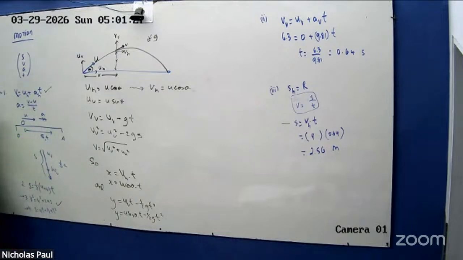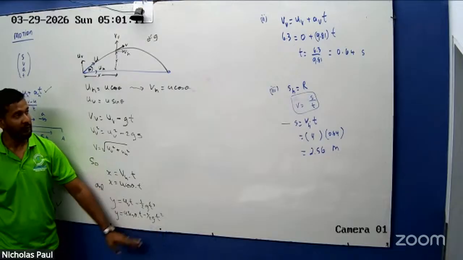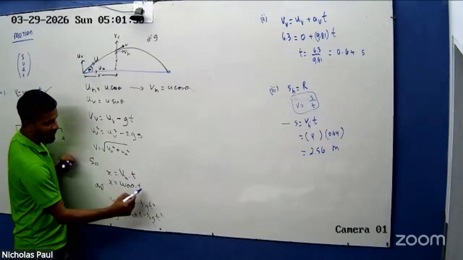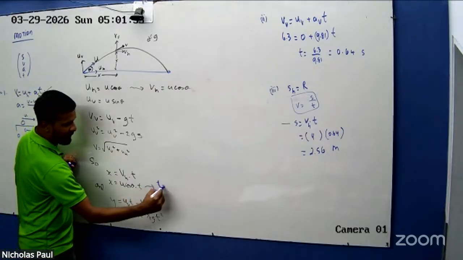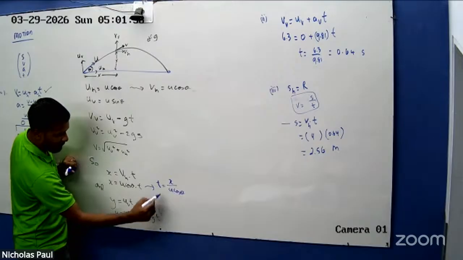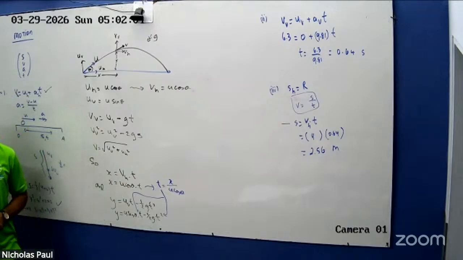One more thing you just have to do. How do I show that y is a quadratic? I'm almost there. I have one more thing to show. Replace t with x, right? So if I make t the subject, I'll get x over u cos theta. And if I substitute that in here and here, what will you get? You will get a quadratic. Okay?